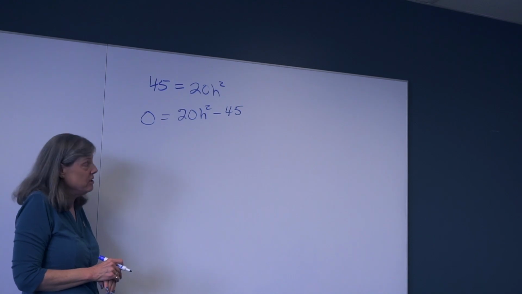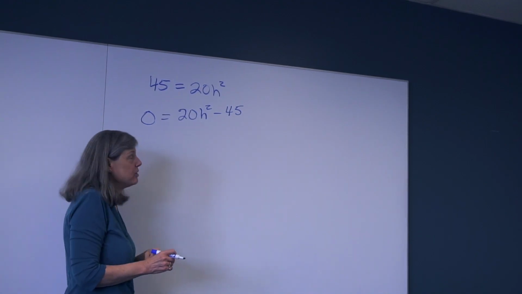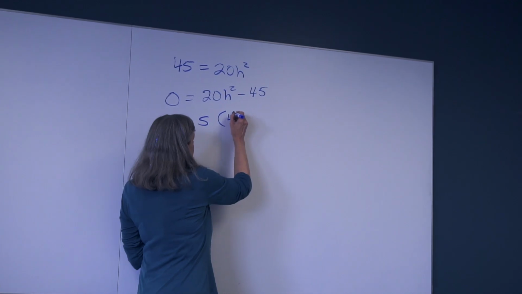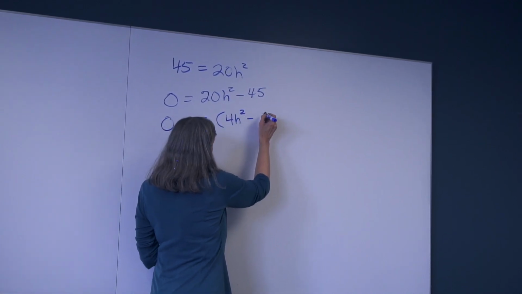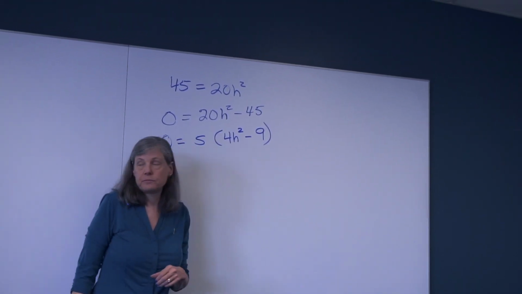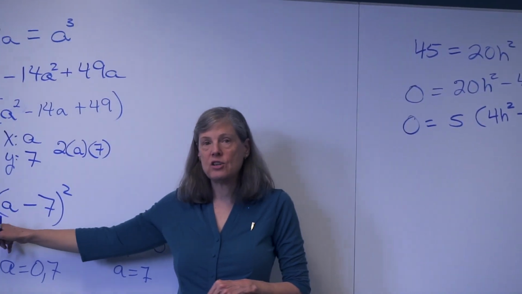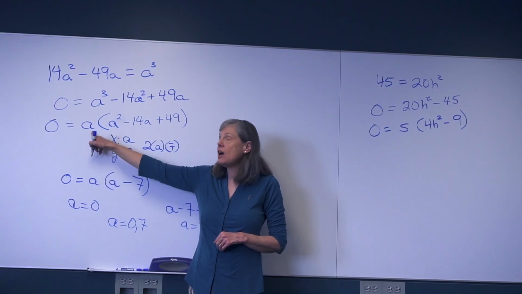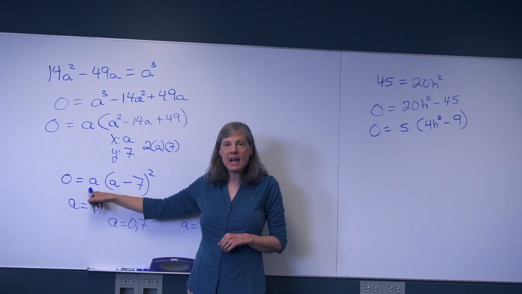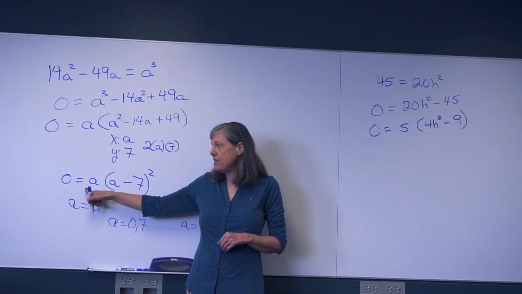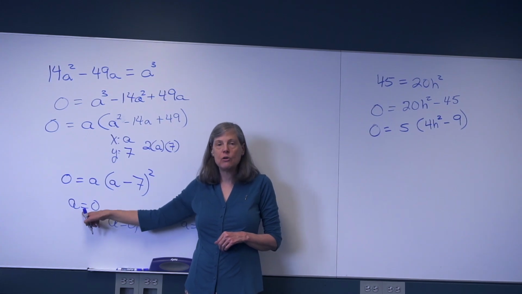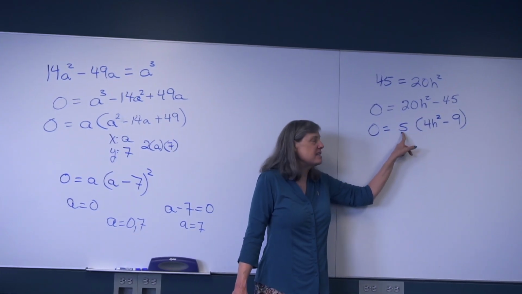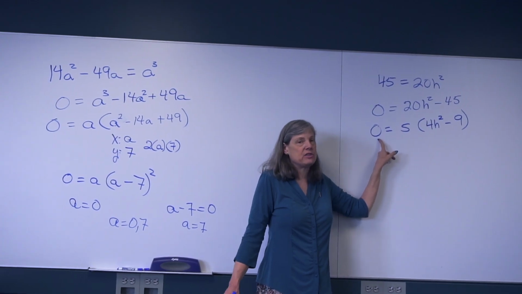Now get out your factoring rule sheet. Rule number 1, any greatest common factor. Oh yeah, I can factor out a 5. And then I'm left with 4h squared minus 9. Now, when we have this equation, we have this a here. So if we have something that we factored out, a greatest common factor, and it has a variable in it, you must keep that because we set that equal to 0 and we solve for that letter. But if it does not have a variable, I can't set that equal to 0. 5 doesn't equal 0. That makes no sense.